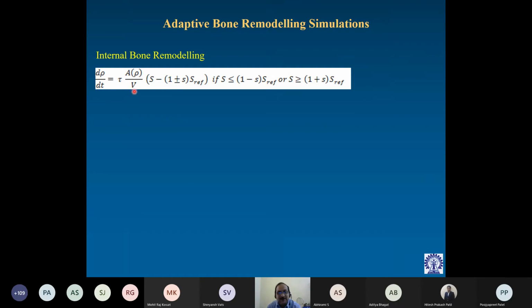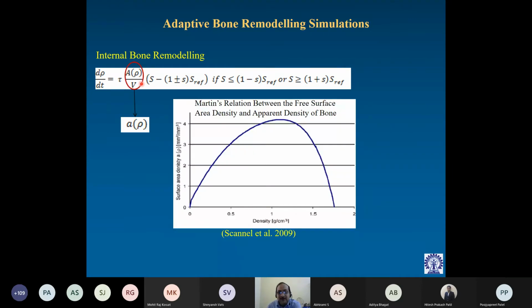But there are other terms, as you can see here on the left-hand side: tau, A rho, and V. Okay, V is of course the volume of the bone element. But what are these terms? These are certain constant terms that influence the rate of bone remodeling. Okay, and what are these terms? This has something to do with the structure as well as the time constant. Okay. Now, as you can see here, there is a relationship which is popularly known as Martin's relationship between the free surface area density and apparent density. Now, this term, A rho, refers to the free surface area density.